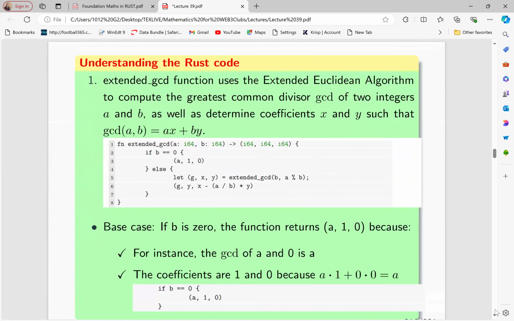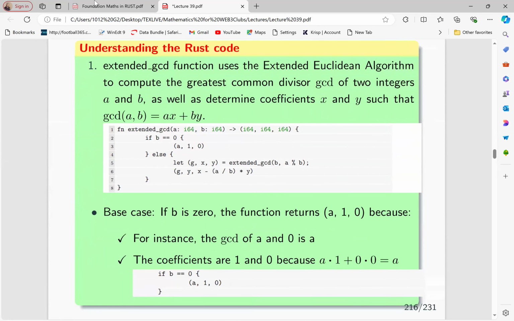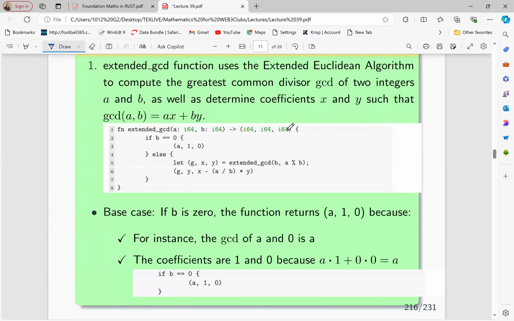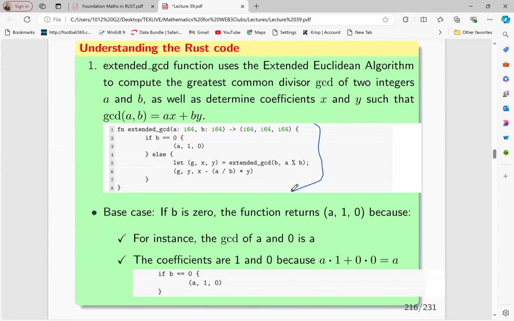Now, let's look at how the extended Euclidean algorithm works for this code. And I've written it here. Let's just look at it. I've written the part for the extended GCD. Now, this is what it says. First of all, A is an I-64 type. B is also an I-64 type. And we want the GCD of these two numbers. And the result will be the GCD of those two numbers. Is that okay? And the GCD is also an I-64 type. And this is A and that is B.